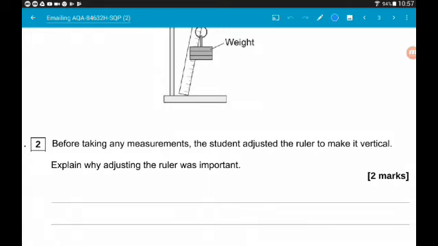So when we come to the writing questions, I'm just going to talk through them, not do the writing, because my writing is terrible. So if the ruler wasn't vertical, then it's not aligned to the extension of the spring. So the readings that we would get from the ruler would be inaccurate. So we need the ruler to be vertical, so it's parallel to the extension of the spring, and then we can read accurately the extension of the spring.